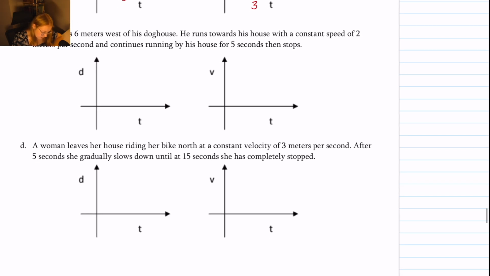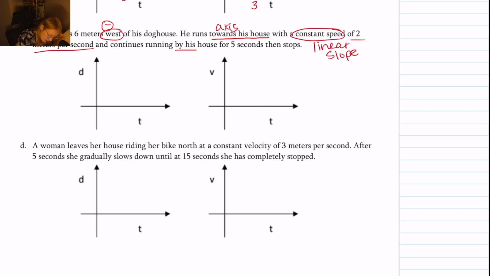All right. A dog starts 6 meters west. So west was a negative direction. He runs towards his house. So he should be heading back to the axis. With a constant speed of 2 meters per second. So constant speed, we're going to draw a linear slope. No curves. And he continues to run by his house, so go by the axis for another 5 seconds, and then he stops. So stop should be a flat line.